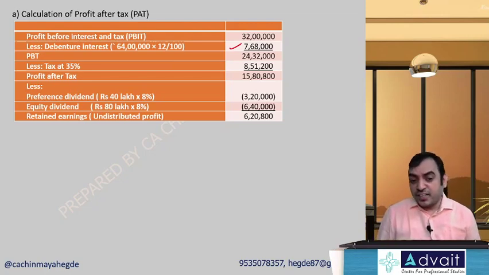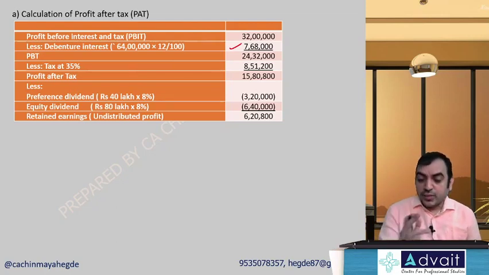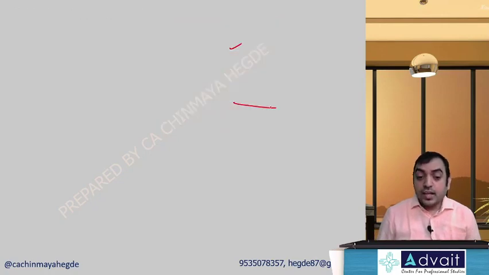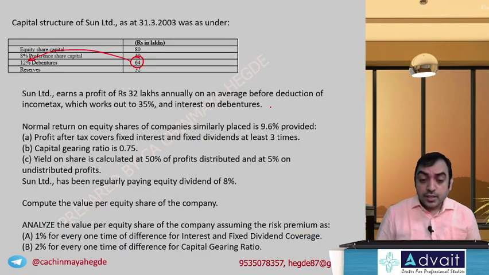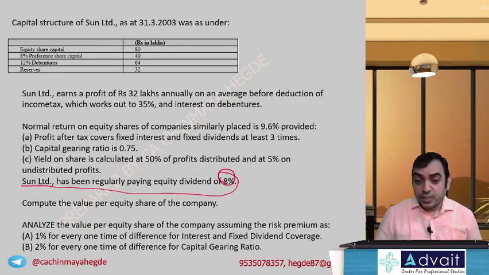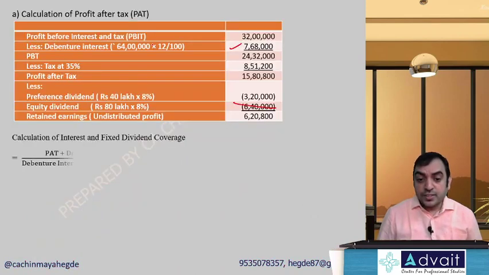Subtract preference share dividend, that will give you 40 lakh into 8%, 3 lakh 20,000. So this is the preference share dividend. Regarding equity dividend, what they told: Sun Limited has been regularly paying equity dividend of 8%. 8% of what? 8% of equity share capital. So 8% of 80 lakh, that is 6 lakh 40,000.